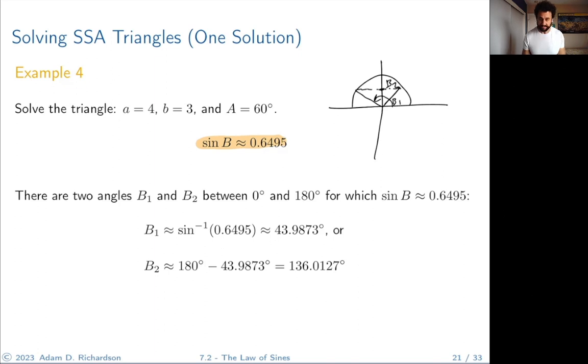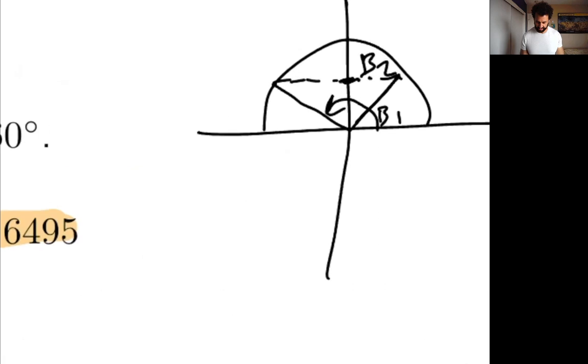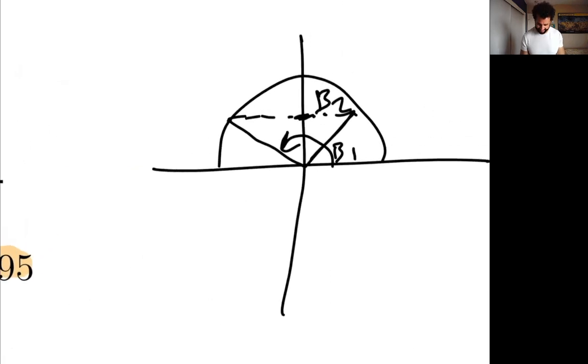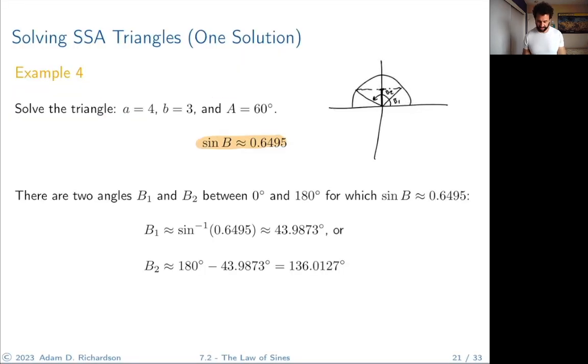That's angle B2. Let me zoom in a little bit. It's kind of hard to see, sorry. Let me say that again and zoom in a little bit better here. So if we know that this is the height right here, 0.6495, we've got this possible angle, which is B1, or we've got this possible angle, which goes all the way around. That's B2. So we don't know which one is correct. Maybe both of them are correct. We'll see. So what's the first angle, or the first candidate, got to be?